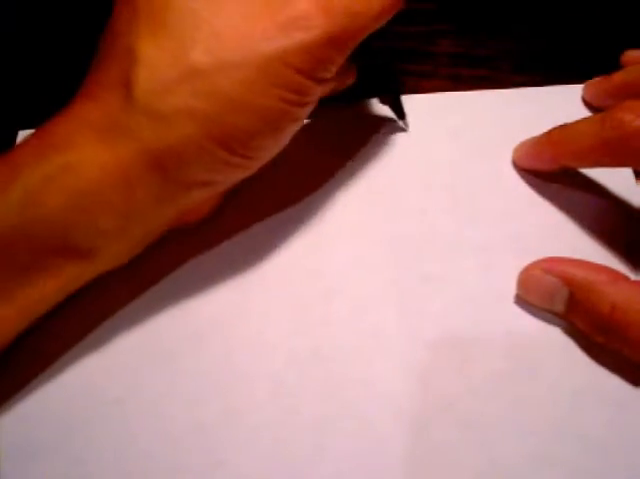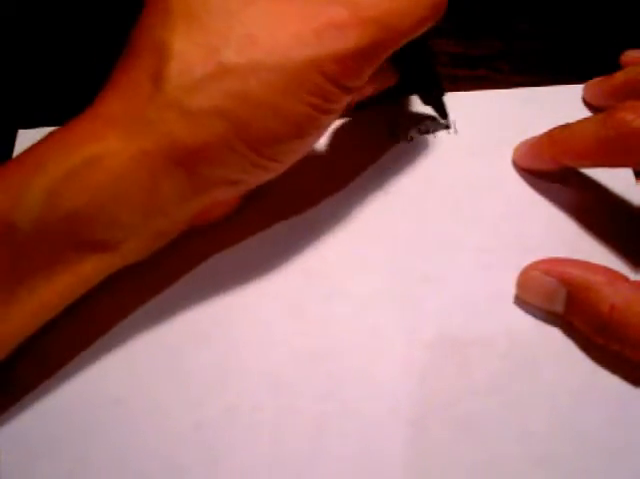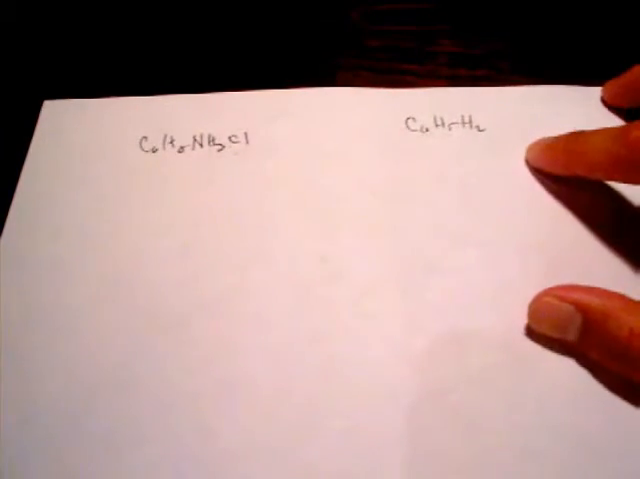The problem is that you have two compounds. You have a C6H5NH3 chloride compound, and you also have a C6H5NH2 compound, also known as aniline. So you have aniline chloride and aniline.